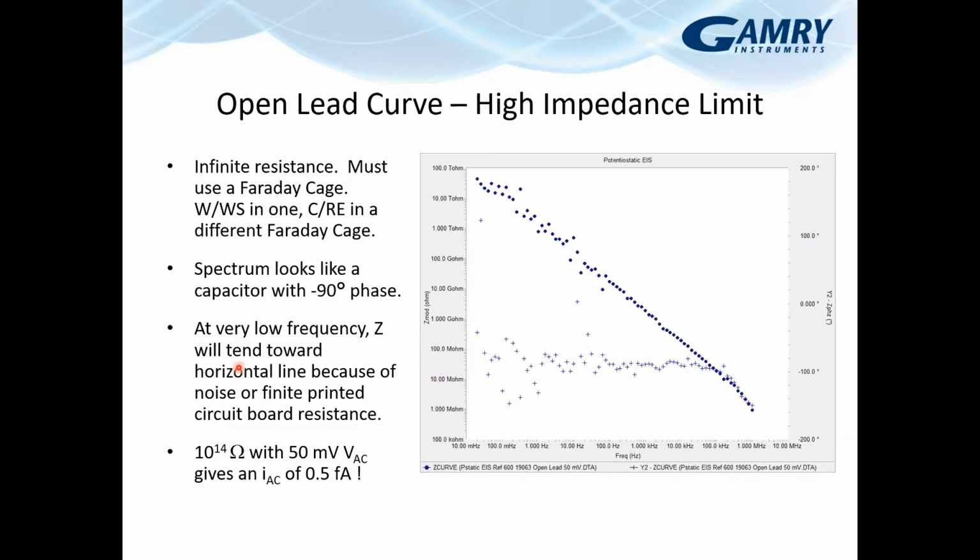I should note that this open lead curve is done with a larger than standard signal. This is a 50 millivolt AC wave. Also note that when you're moving up to 10 to the 14th ohms, even with that voltage signal, you're looking at half of a femtoamp for the RMS current value. This is why you need to have a Faraday cage. So that's on the high end.